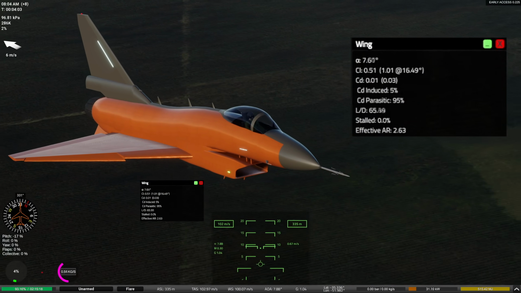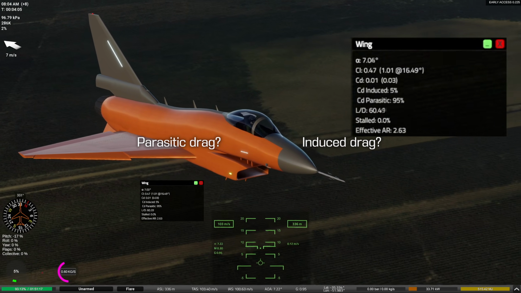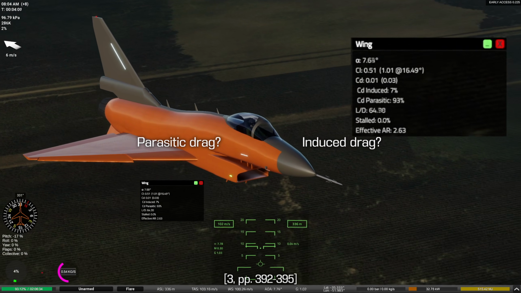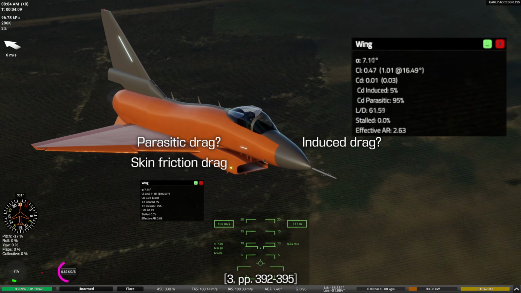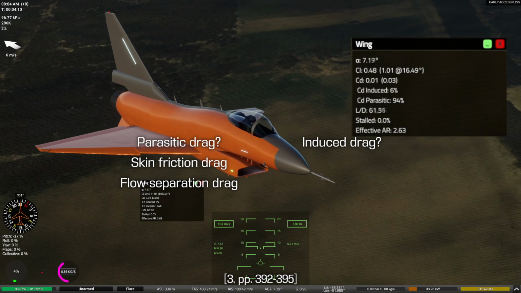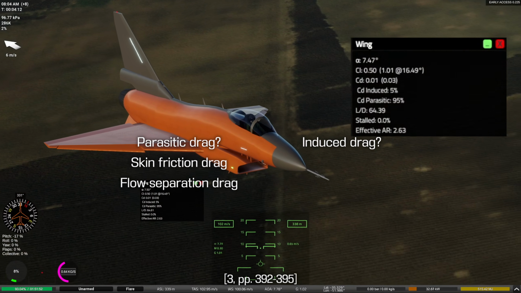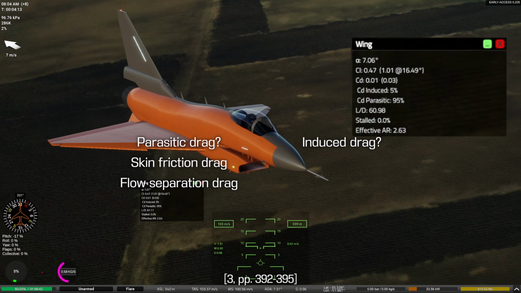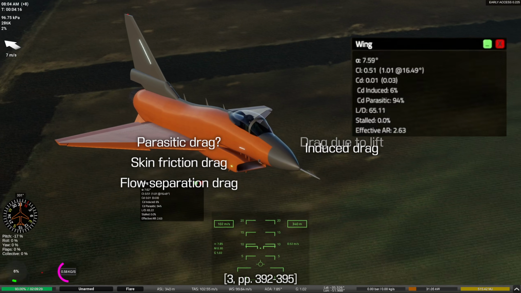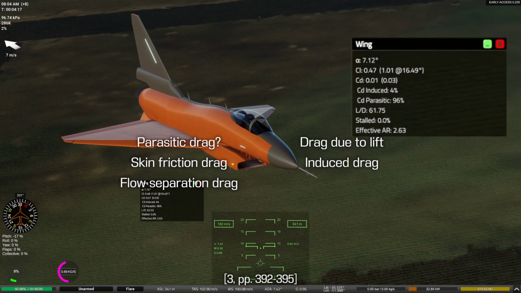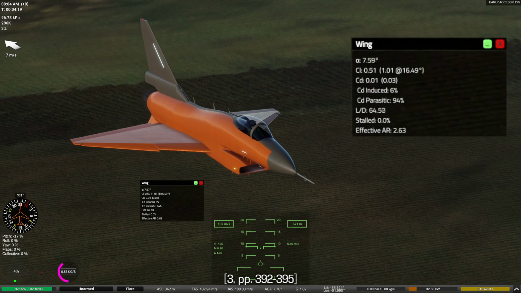You may be wondering about the terms parasitic drag and induced drag that we saw on the wing information window earlier. Parasitic drag describes drag that is not strongly affected by lift generation and includes skin friction drag and flow separation drag. Parasitic drag can also be referred to as zero lift drag or profile drag. Induced drag actually falls under a category of drag that is strongly affected by lift generation called drag due to lift. Induced drag is a three-dimensional effect that does not apply to airfoils and will be discussed later.